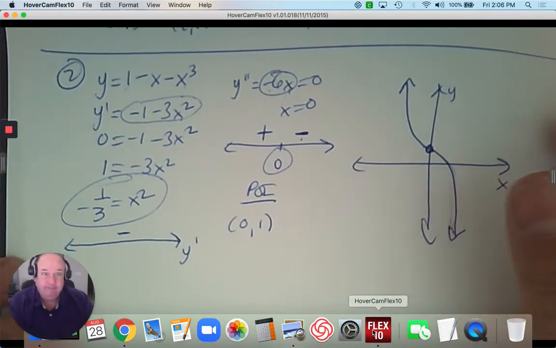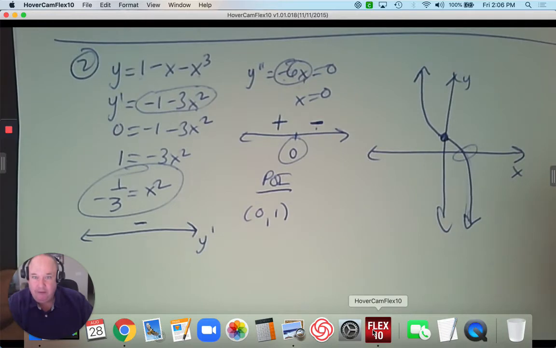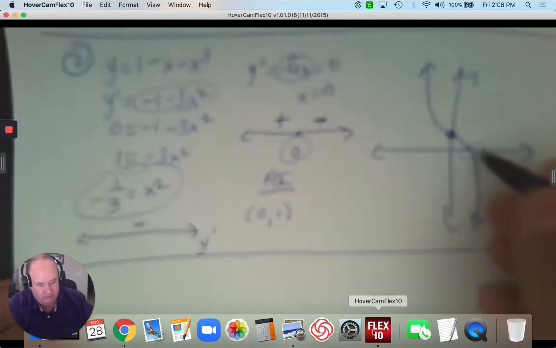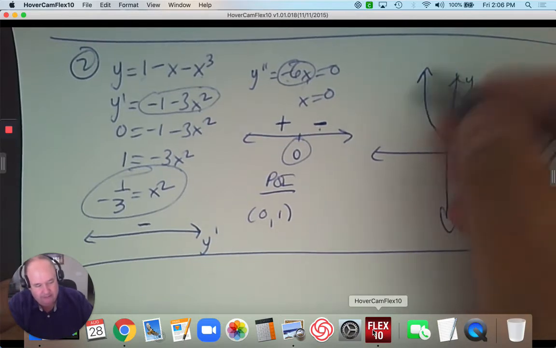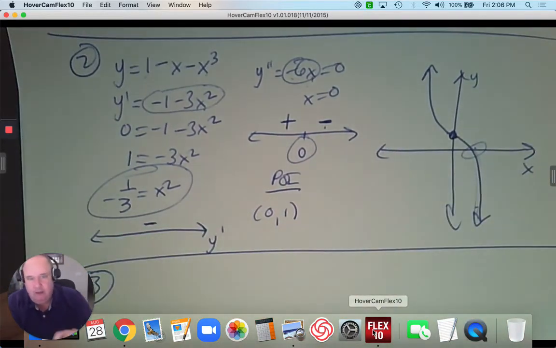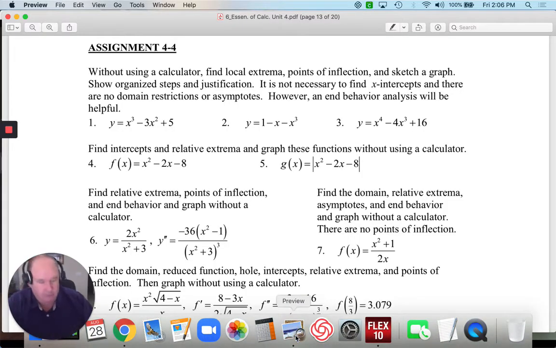That's it. And this x-intercept, again, it's not obviously factorable. It's probably irrational. You could use a graphing calculator to figure out exactly. But we're just thinking of the behavior and curve of the graph, and using calculus tools. All right, one more like this. Number 3, y equals x to the 4th, subtract 4x cubed plus 16.